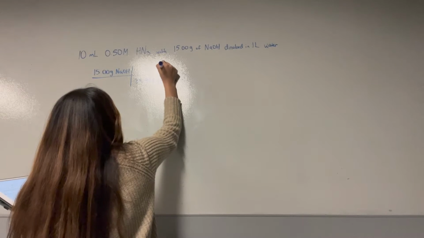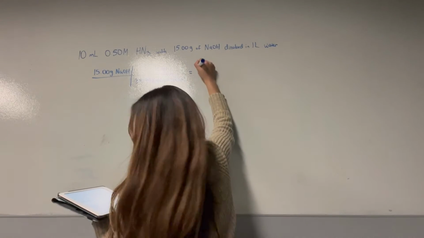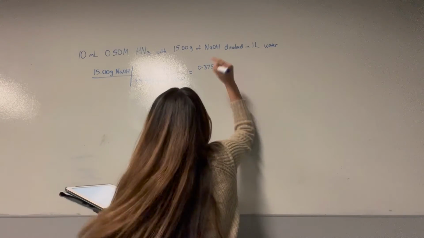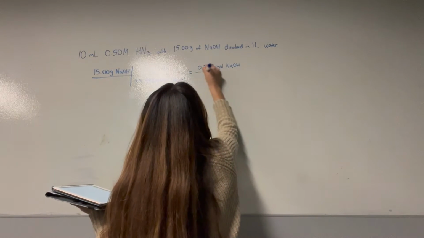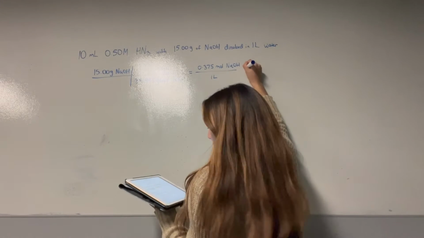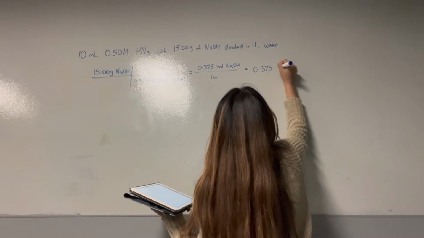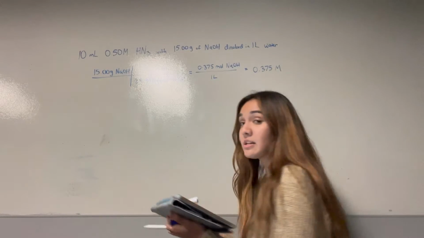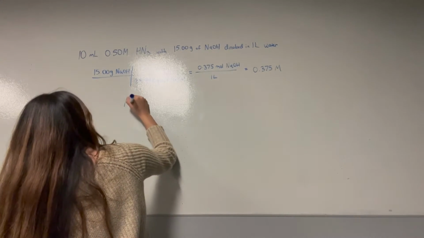That's 1 mole. So upon this conversion, we find that there are approximately 0.375 moles of NaOH, which is dissolved in 1 liter of water. And so we derive the molarity 0.375 molar.